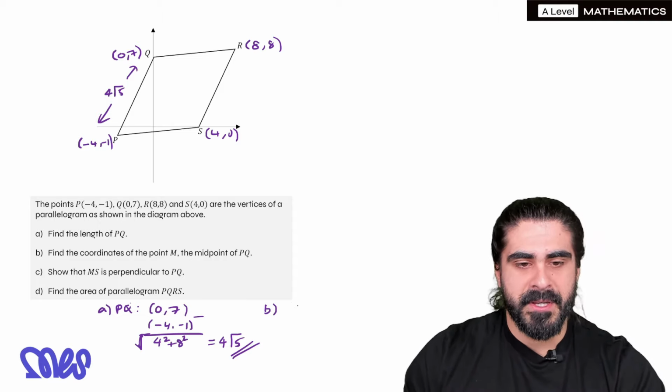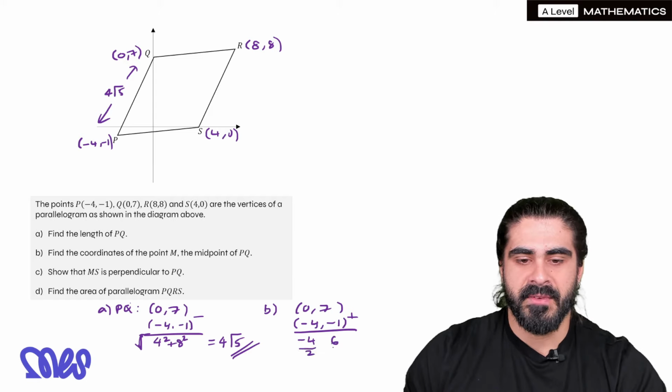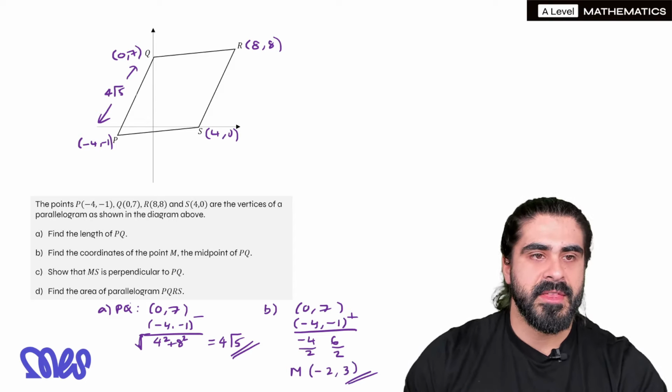So the midpoint of PQ, we're going to write down P and Q. So Q is 0, 7, and P is minus 4, minus 1. Add them. So 0 minus 4 is minus 4. 7 minus 1 is 6. Then we just divide them by 2. So the midpoint M is minus 2, 3. We could just add that. So here in the middle, M is minus 2, 3.